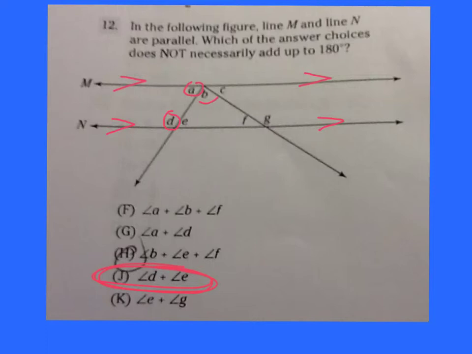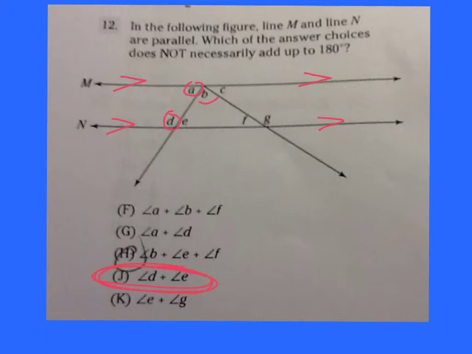What about B, E, and F? Yeah, that has to add up to 180. Why would it have to add up to 180? Because it's a triangle. Oh, E, B, and F. Oh, okay, I see what you're saying. Yeah, I thought you were referring to the supplemental and all that stuff.